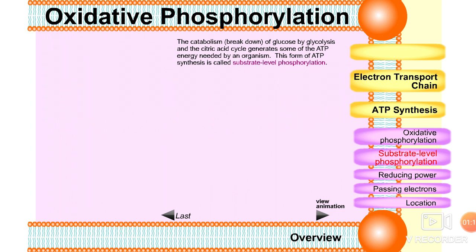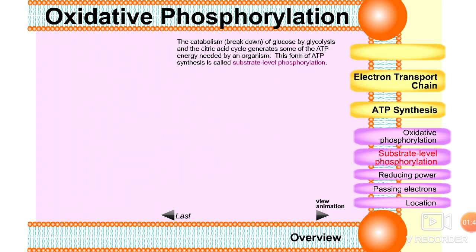Students, ATP is not only made by oxidative phosphorylation, it is also made by substrate level phosphorylation. This is nothing but the catabolism or breakdown of glucose by glycolysis, and the citric acid cycle generates some of the ATP energy needed by an organism. This form of ATP synthesis is called substrate level phosphorylation.